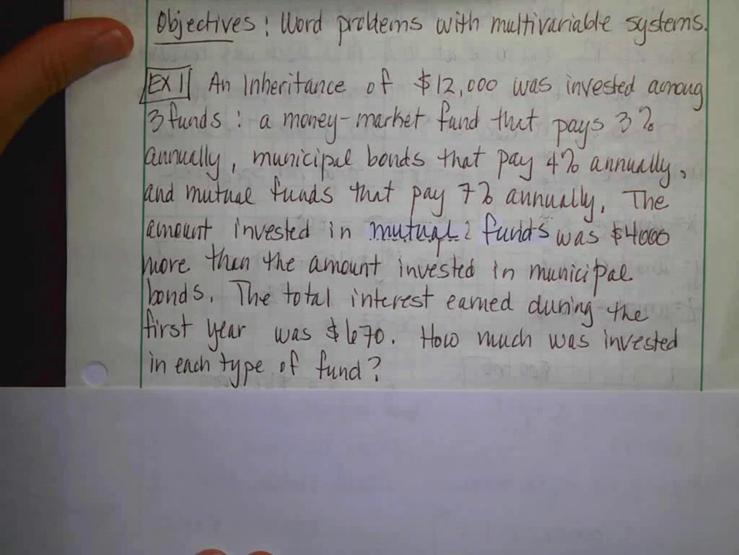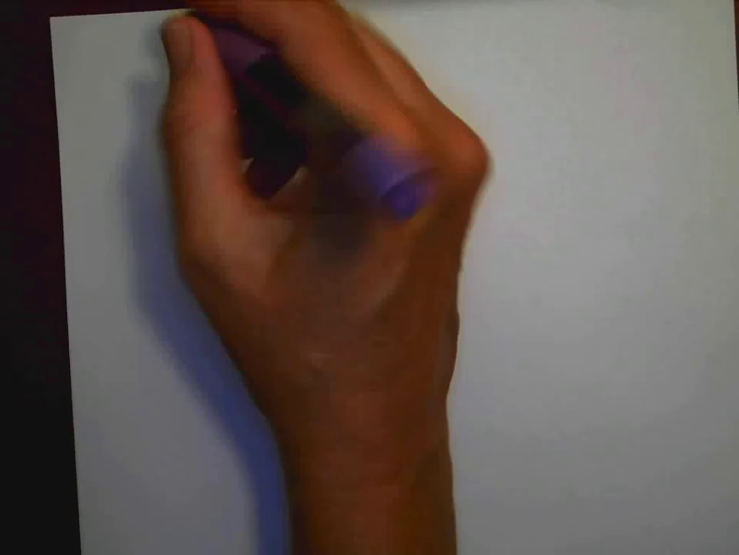So I'm assuming that you're going to pause and write that down because it's helpful to know what the problem actually says. So the way that I'm going to start the problem is I'm going to start by defining my variables.